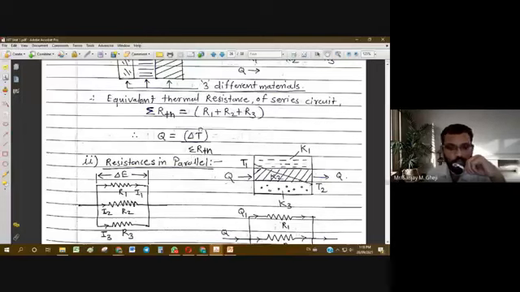Temperature difference is anyway available, or it can be easily found out, and we only have to calculate the summation R thermal. When we put these together like this, delta T divided by R thermal, we can easily find the rate of heat transfer in a composite structure or in a composite problem.